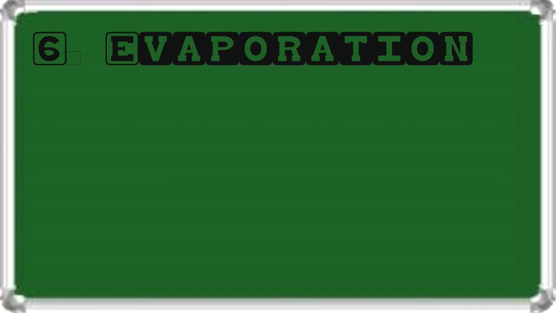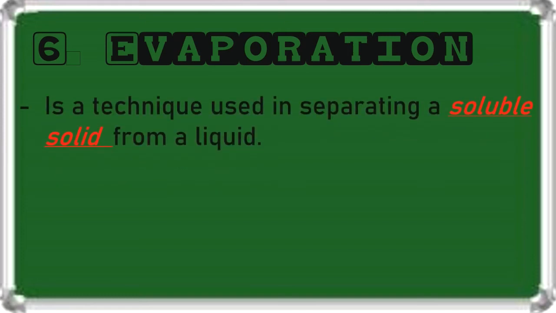Another method of separating mixture is evaporation. Evaporation is a technique used in separating a soluble solid from a liquid. So, take note natin, soluble solid from a liquid. So, example of soluble solid from a liquid, salt is soluble in water. Okay. Sugar is soluble in water. So we can separate the soluble solid from a liquid using evaporation.